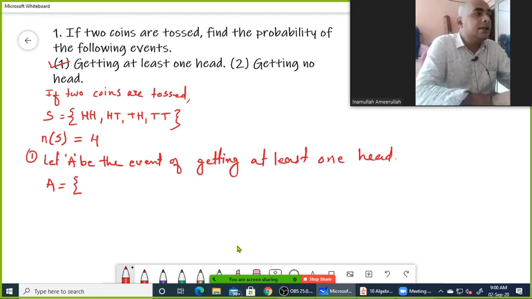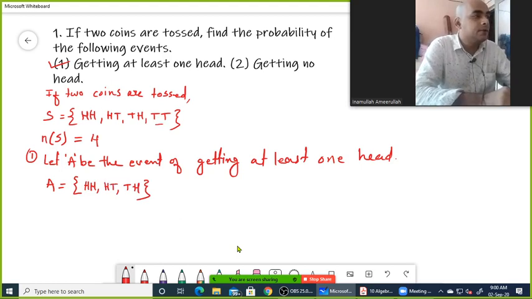The question says getting at least one head, minimum one head. We can have more than one head. So we can take HH, where we have at least one head. We can take HT and TH. We cannot take TT because this particular outcome has two tails, no head is there. So number of A is 3.